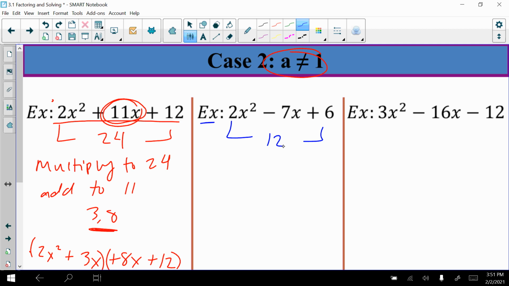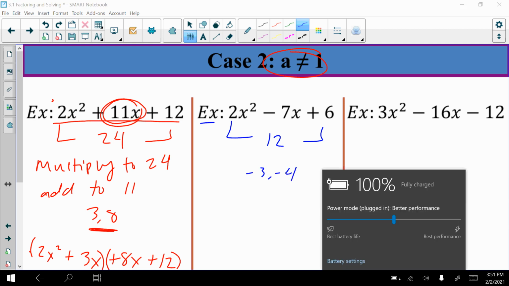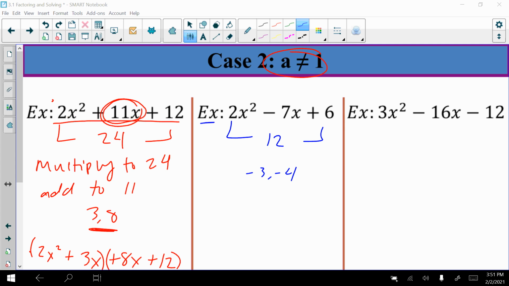Two numbers that multiply to 12 and add to -7. Well, 1 and 12 isn't going to work. 2 and 6 isn't going to work, but we might be able to use 3 and 4. Just remember, it needs to add to a -7. So what if we did -3, -4? Those two things multiply to 12, and they add to -7, right? So those are going to be my two numbers. So I'm going to rewrite this equation with these numbers, 2x squared minus 3x minus 4x plus 6. Same way I did before, break it up into two groups.